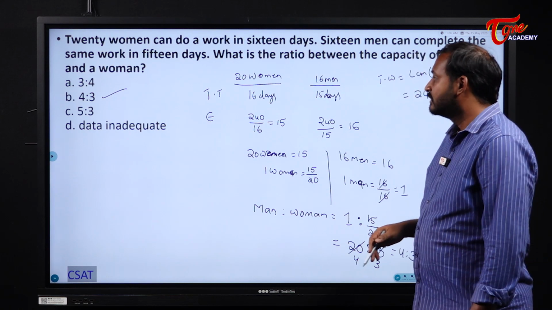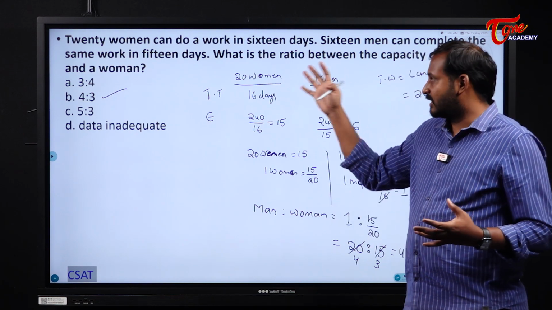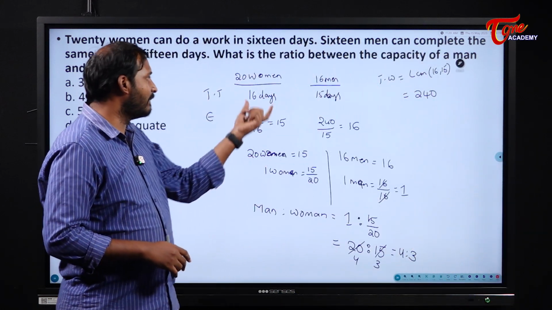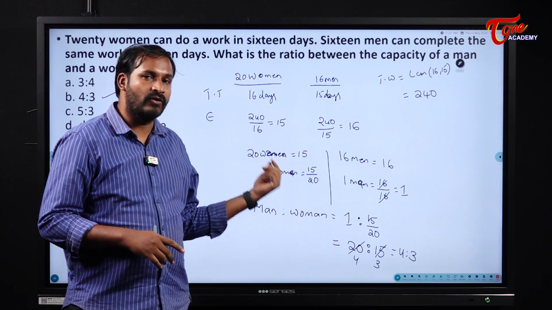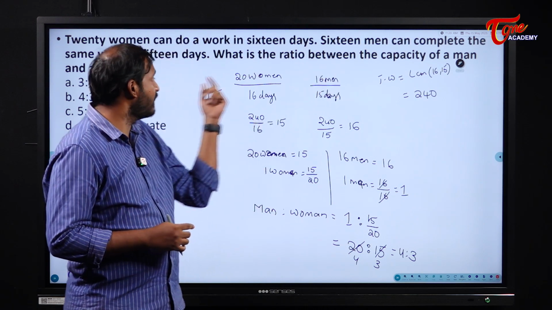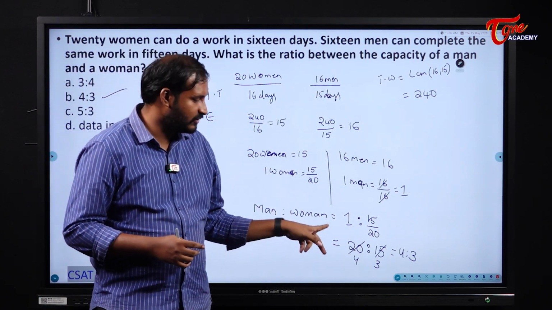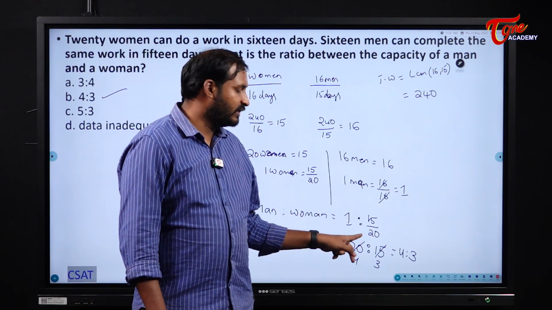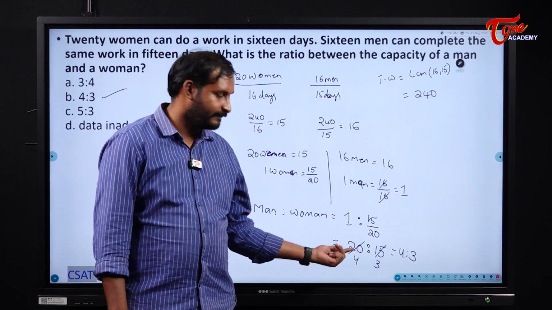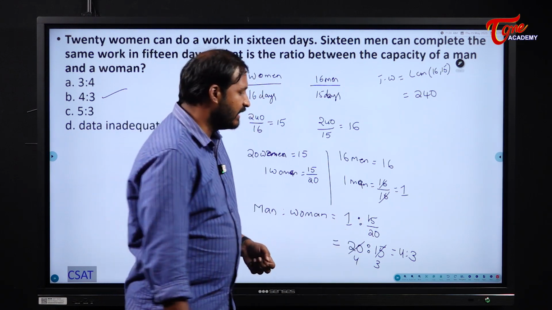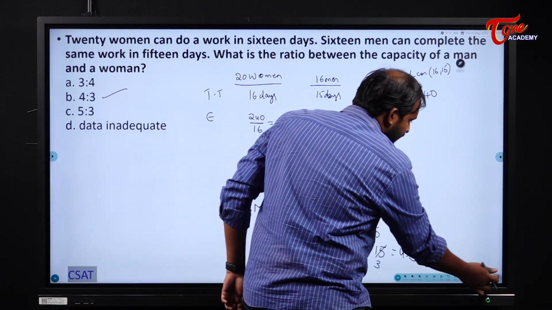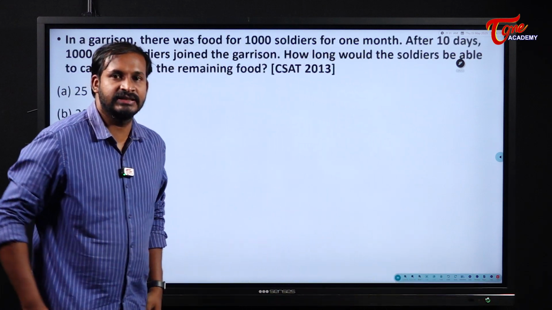Understood, students? Whatever the question is, whether it is a group of people or an individual, our process remains the same. First of all, we found the complete group's efficiency, and from there we found the efficiency of one woman and one man. The question says one man and one woman, so write down man first and woman next. So 1 is to 15 by 20. To remove the fraction, multiply with 20. So 20 is to 15. So 4 is to 3 is their efficiency. Understood, students?